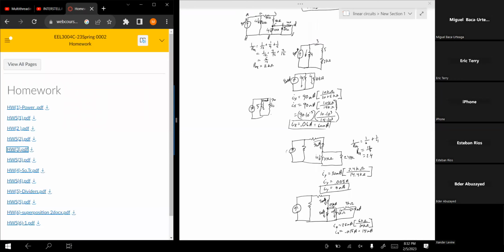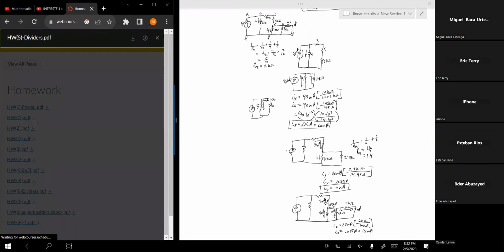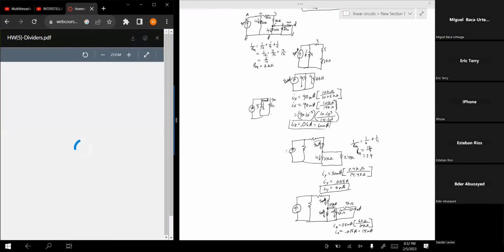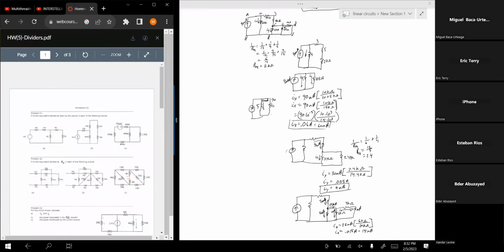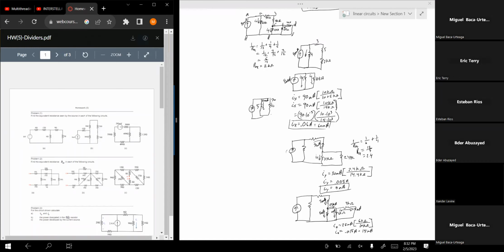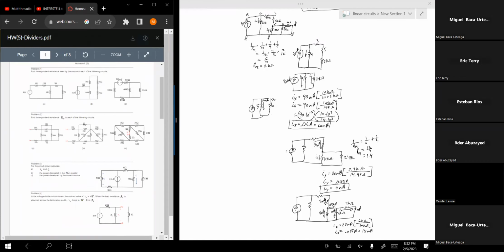Shall we try a source transformation, or current dividers again? Hold on, let me look at this. Find the equivalent resistance, power dissipated. Sorry, I had a current reduction question if you want to look at it. It has weird topics. I don't know if you want to look at it, if I can share my screen and just show you.